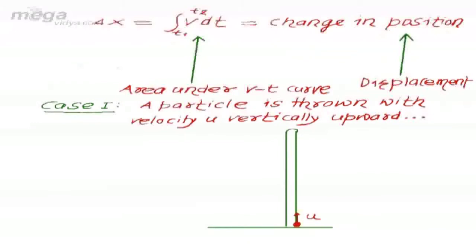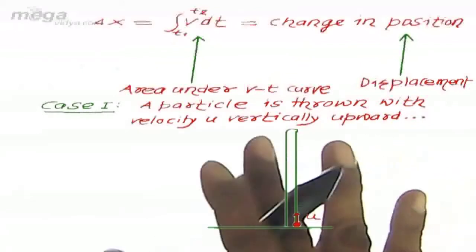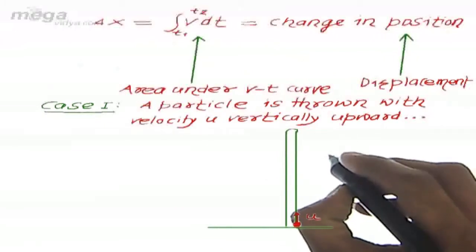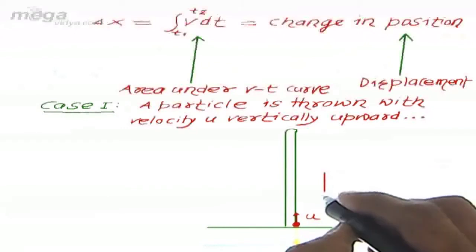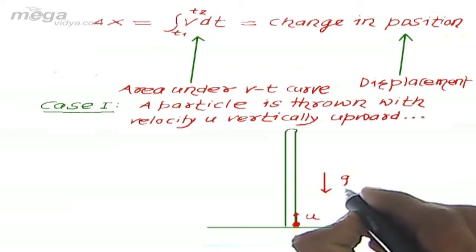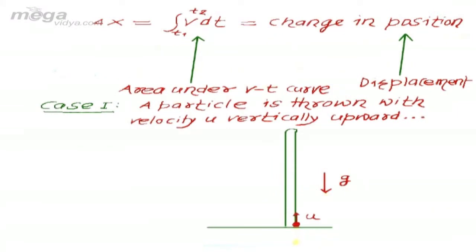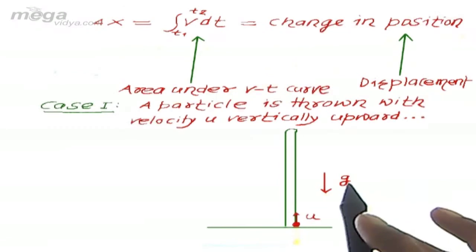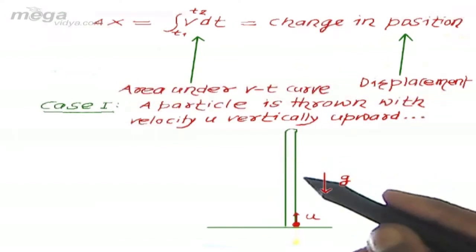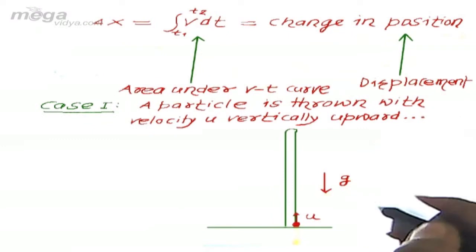Now it is understood that in this region, because this is the ground from which this particle has been thrown, there will be an acceleration which can be written as acceleration due to gravity, which is known to all of us. Here the particle is thrown with velocity u vertically upward, and the acceleration that the particle has to face is g vertically downward.